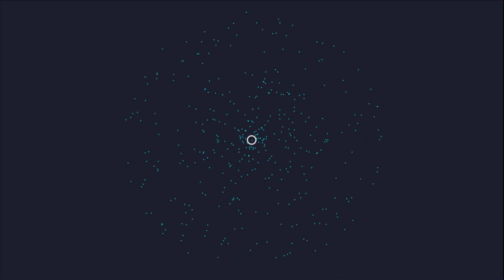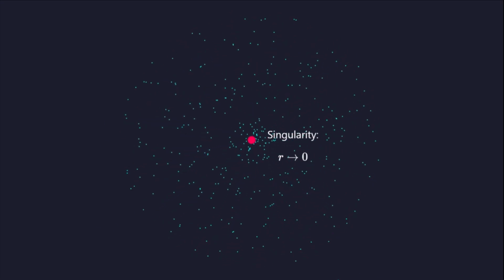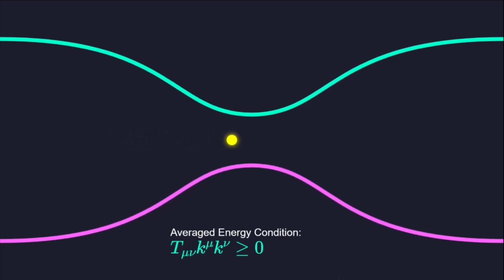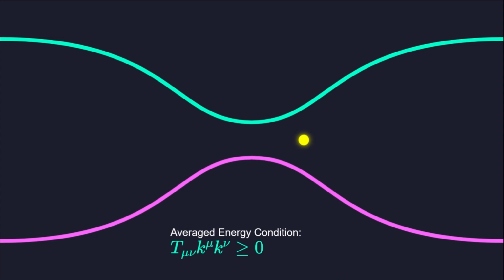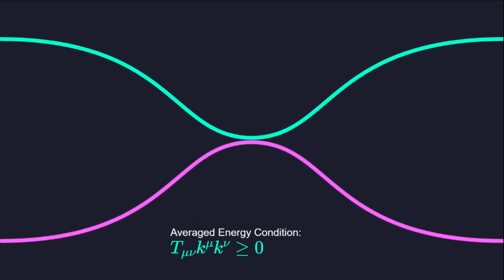Any observer attempting to cross is crushed in the singular region before reaching the opposite side, rendering the topology dynamically non-traversable. The topological censorship theorem proves that in general relativity, any non-trivial topological structure, like a wormhole, cannot remain open long enough for light to cross. Averaged energy conditions guarantee that gravitational attraction causes the throat to collapse faster than information can propagate through it.